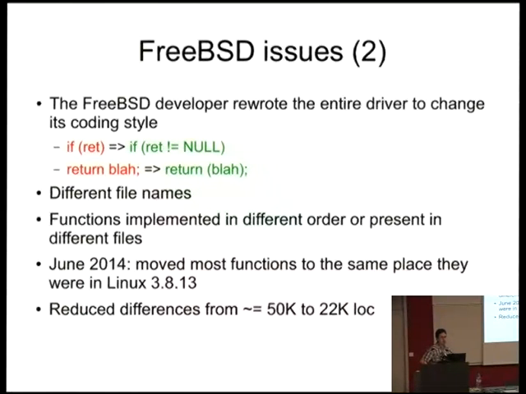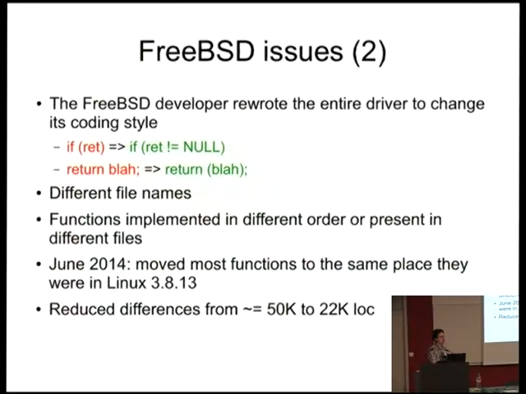He also decided to rename some files. For example, in Linux, there is something called the I2C API, which is used to get information about screens and video connectors and so on. In FreeBSD, it's called IIC, so he renamed every file with I2C in the name to the same file with IIC. Well, functions were also implemented in different orders or present in different files.